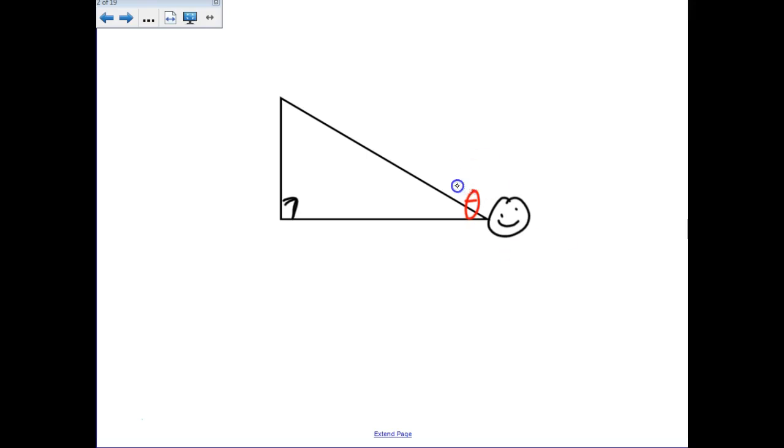And the side that is across from the 90-degree angle is always known as the hypotenuse. But if this is where I'm standing, what do you call this leg? Good, it's next to you, so it's the adjacent leg. It's not the hypotenuse because it's not across from the right angle. But the leg across from me, we call the opposite leg.